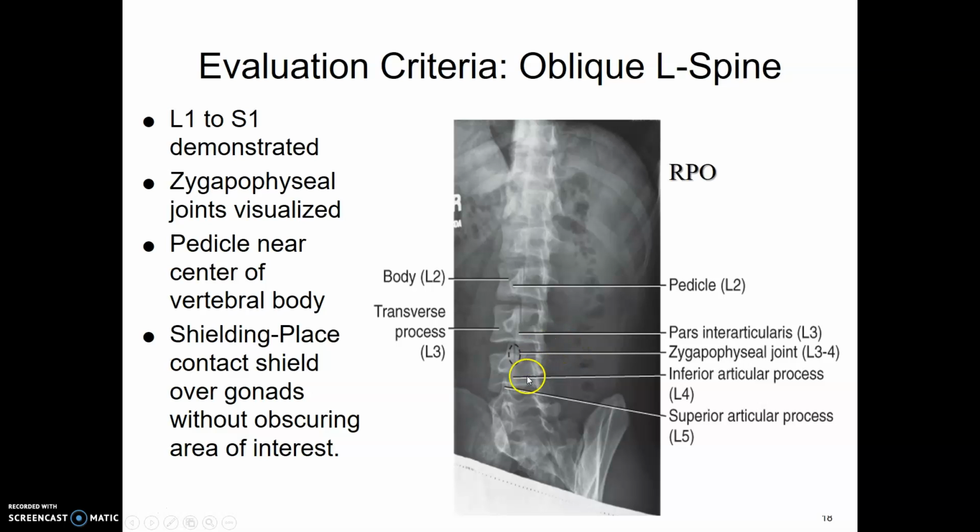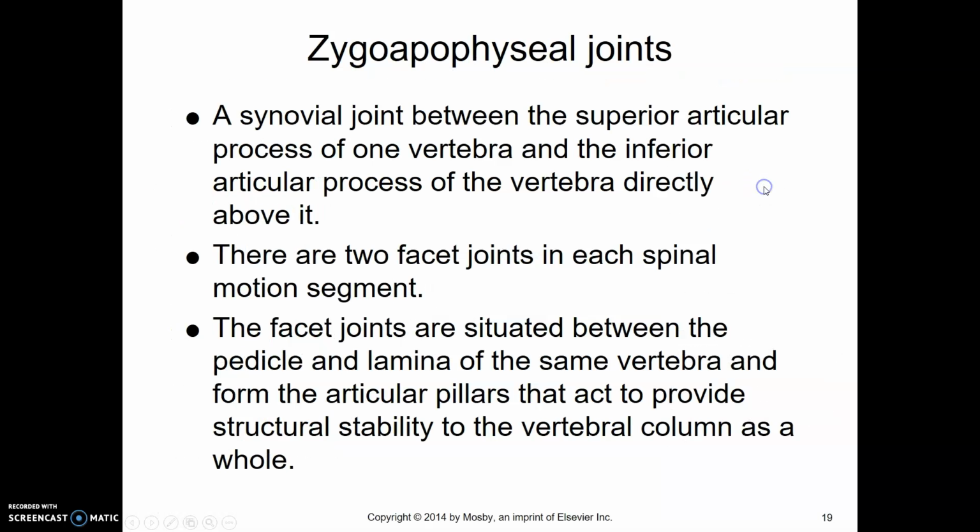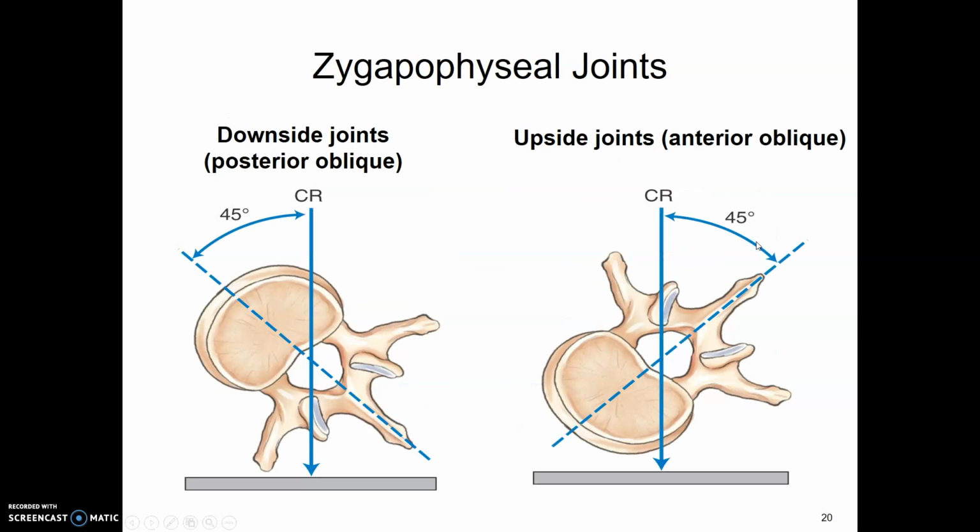Evaluation criteria. So you're looking for what we call Scottie Dogs, and I think I show you those in a picture in a second here. But you can see the eye of the Scottie Dog. You want it sort of midline to the vertebrae here. The zygoapophyseal joints. These are the joint between the superior articular process of one vertebrae and the inferior articular process of the vertebrae directly above it. And we see those in the obliques.